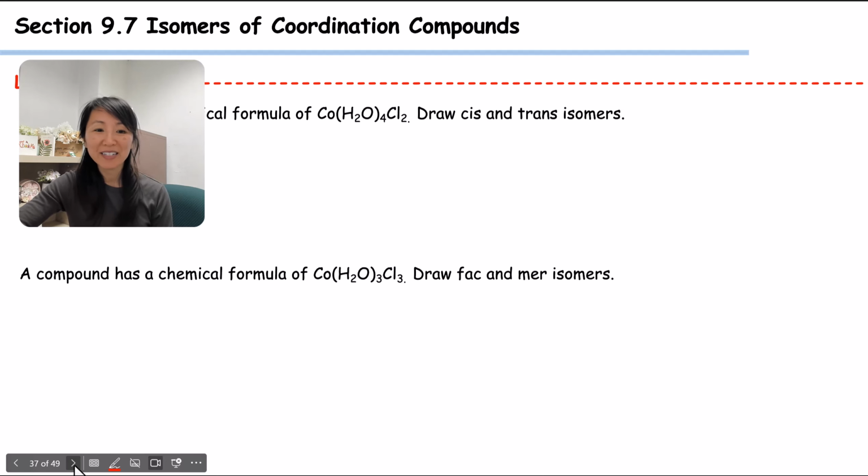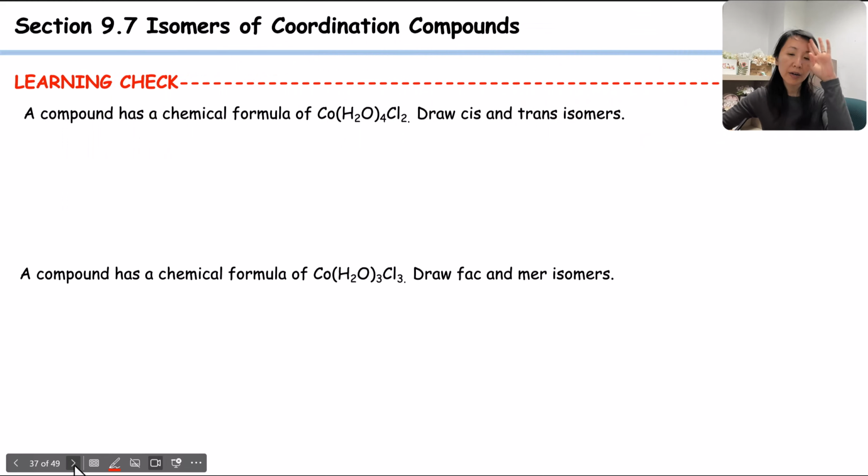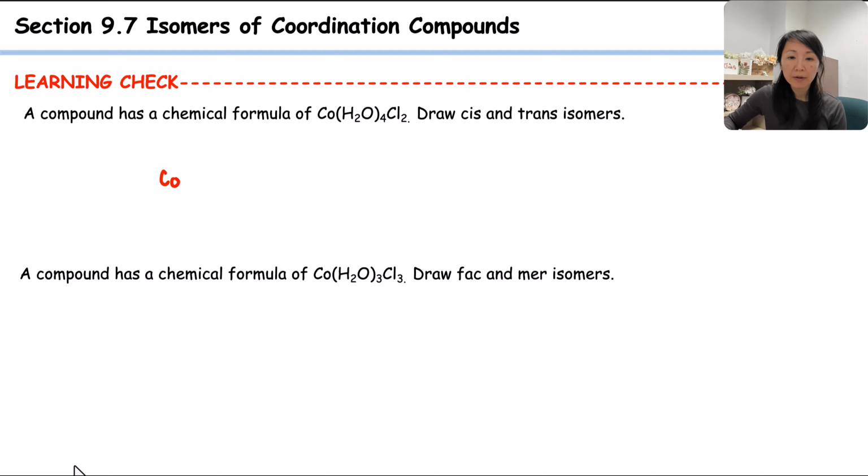All right, let's do a learning check. It says a compound has a chemical formula of cobalt, tetra water, and dichlorine. Draw the cis and trans isomers. So we're going to try the cis first. We're going to do cobalt in the middle, and we're going to put water all around it. Let's be careful and thoughtful about where the water goes.